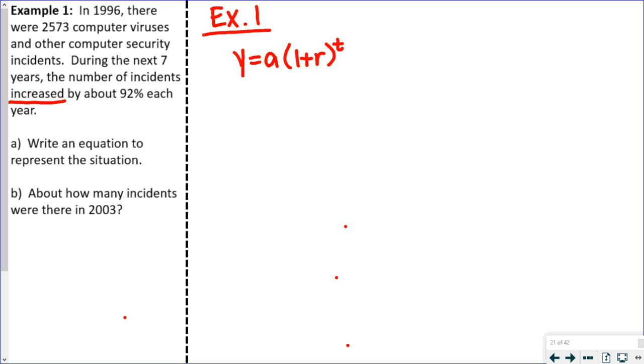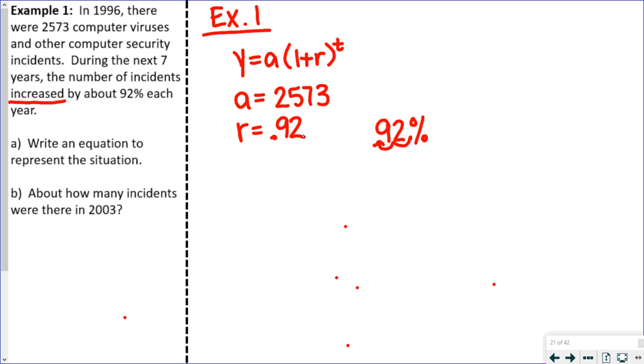So we go through the variables. A represents the starting amount. So the starting amount of incidents was 2,573. The rate was 92%. So remember the decimals here. You move it 2 to the left, so that would be 0.92. And then your t, we don't know yet. It's just saying that over the next 7 years, this happened.